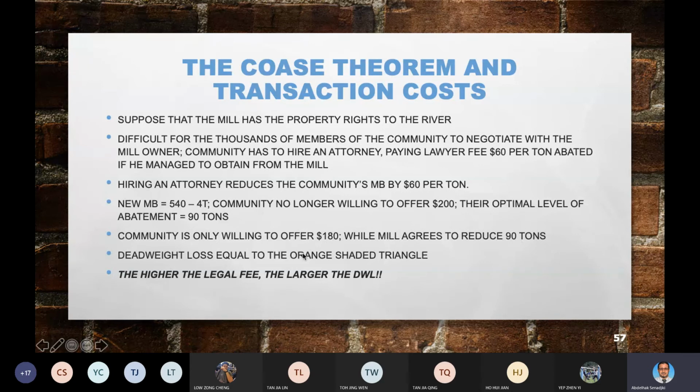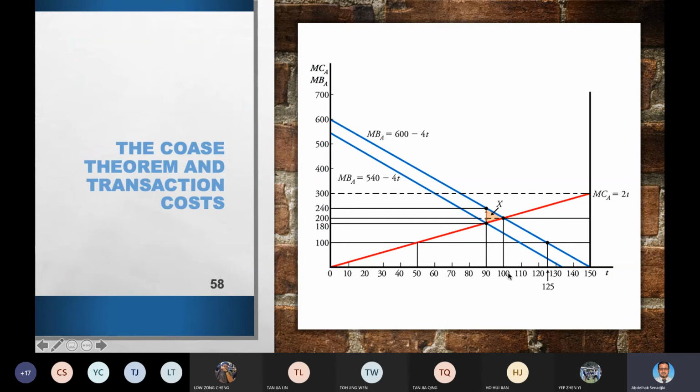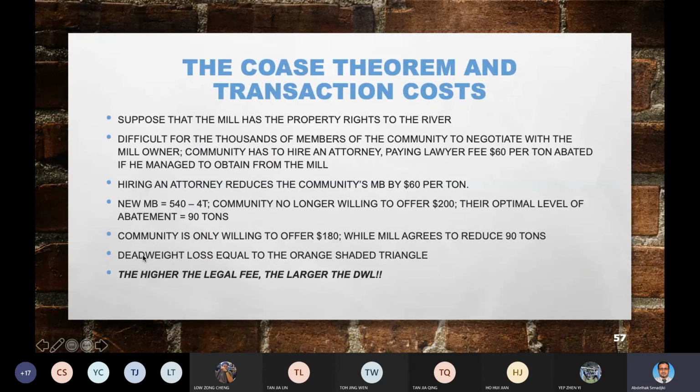Therefore, in this scenario, when there is no transaction cost, the firm will abate 100 and the community will pay $200 per ton. When there is transaction cost, the new equilibrium is here at 90. So the firm will abate only 90, and the community members are willing to pay only 180 per ton. Therefore, this orange triangle is the deadweight loss, the community's loss. Here we can see the deadweight loss equal to the orange shaded triangle.